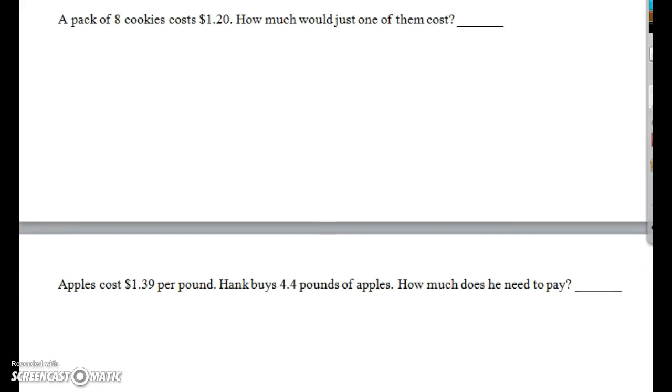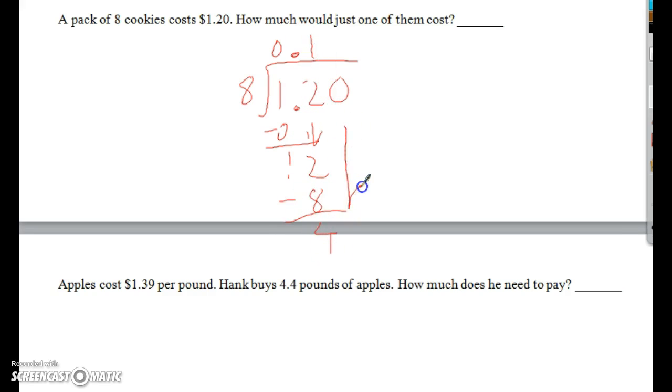Pack of 8 cookies costs $1.20. How much would just one of them cost? Just one. Each one tells me I'm going to be dividing. Because if I multiplied, I'm going to get an answer bigger than $1.20, and you're not going to be paying that much for cookies. 8 does not go into 1. It does go into 12 one time. Got a 4, bring down my 0. 8 goes into 40 5 times. Nothing left over. Each of the cookies costs 15 cents. That's not bad.